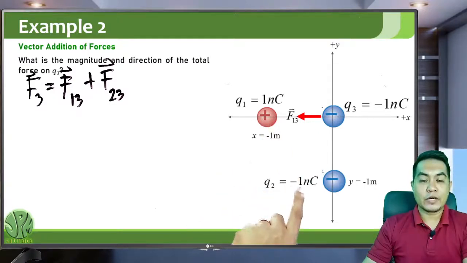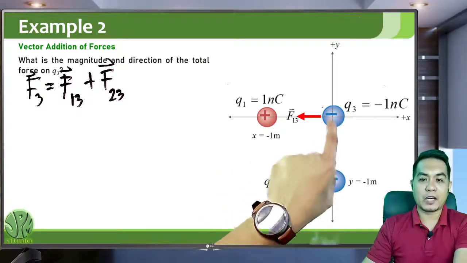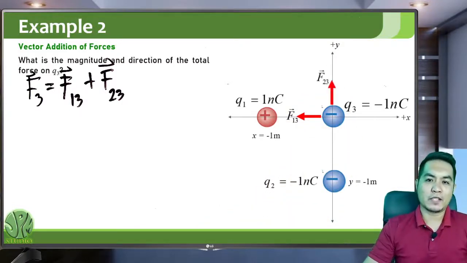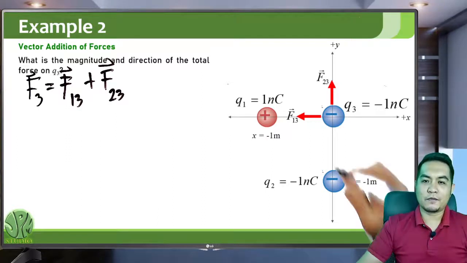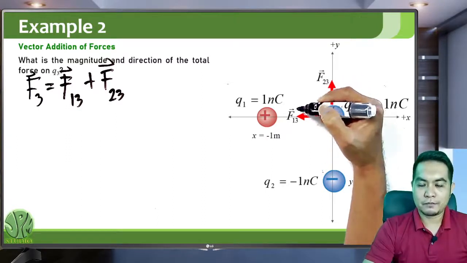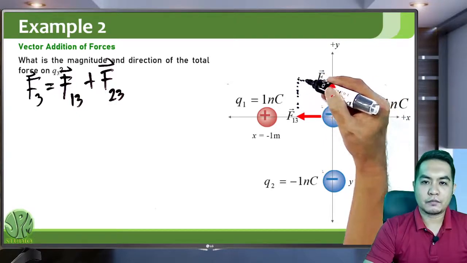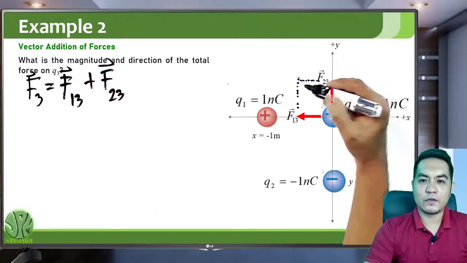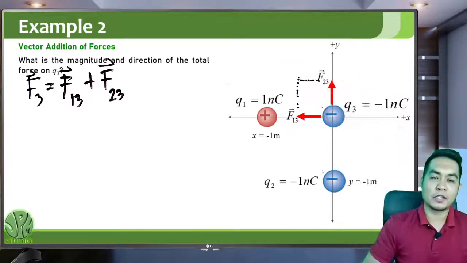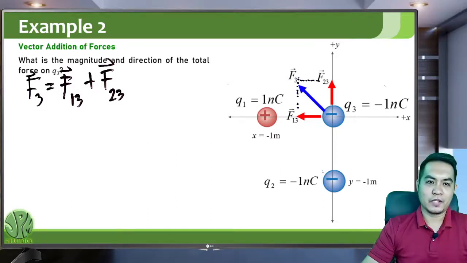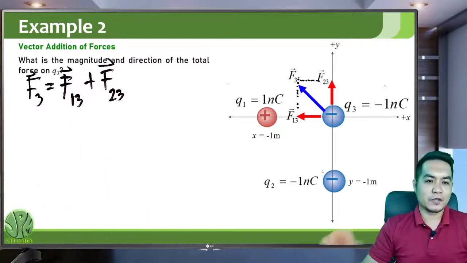And Q2 is negative, Q3 is negative, then there will be repulsion between these two. So Q2 will push Q3 away from itself. That is F23. So we already know the direction. Therefore, if you use a parallelogram method in adding these two vectors, we expect that our force, the total force, will be in quadrant number 2. So that is the total force.